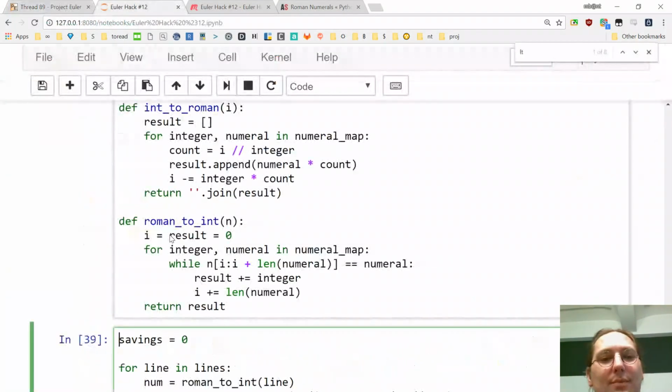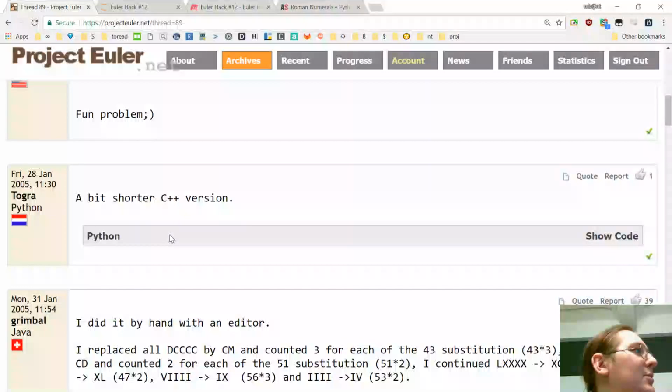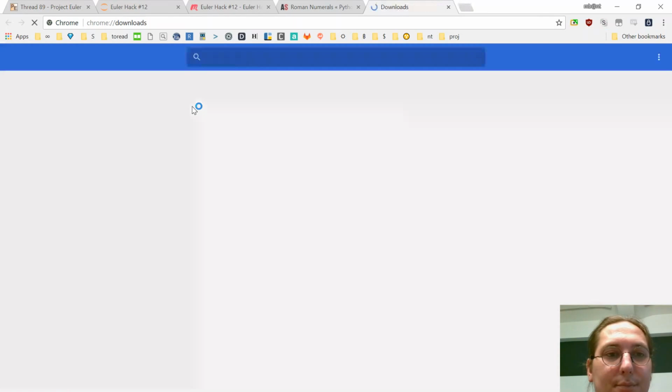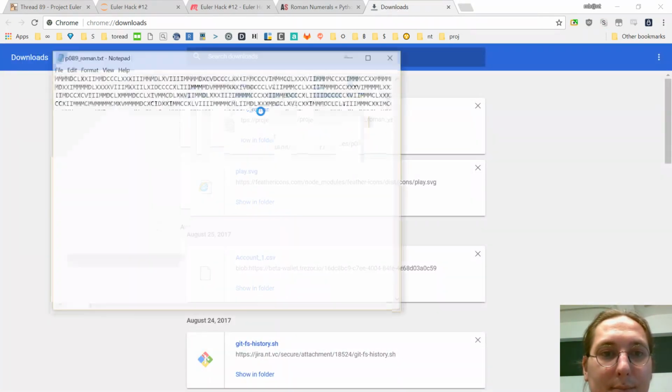No, wait. Can you go one time more? There was something in the forum question. No, that one. You see what he sees? I replaced all DCCCC by CM. Counted 3, and looked at the 3 win position, 3 wins for 43 substitutions. Then CCCC becomes CD, and so on.